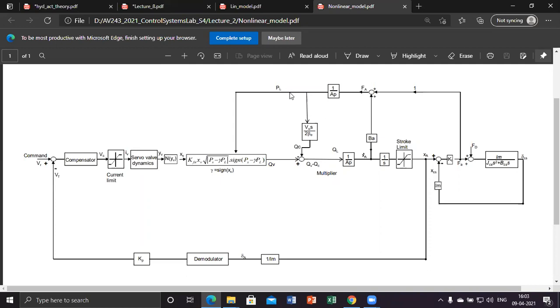Then again from PL we have two paths. One is PL going directly. Another is the rate of change of PL, that is PL into S. S is the Laplace operator, a representation for the differentiation operation. So PL dot into V naught by 2 beta is the compressibility flow that we subtract. Now you see the loop is closed. Isn't it? Now if you start it, it will simply evolve to mimic the actuator dynamics.